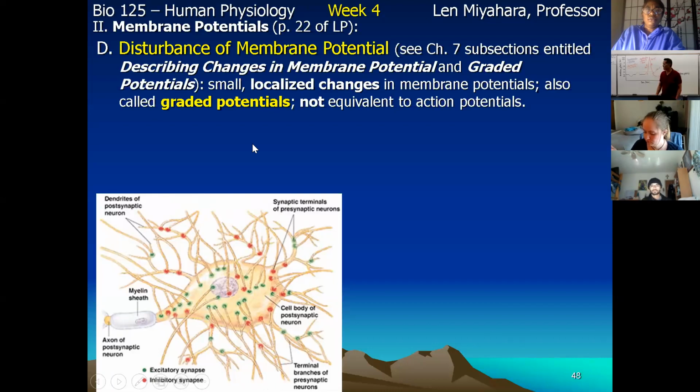Okay, now we're talking about a third potential, and these are called graded potentials. They are different from action potentials in a lot of ways, and the bottom of page 22 of your lecture packet shows you the contrast between action potentials and graded potentials. They are not equivalent to action potentials. They may lead to action potentials, but not necessarily.